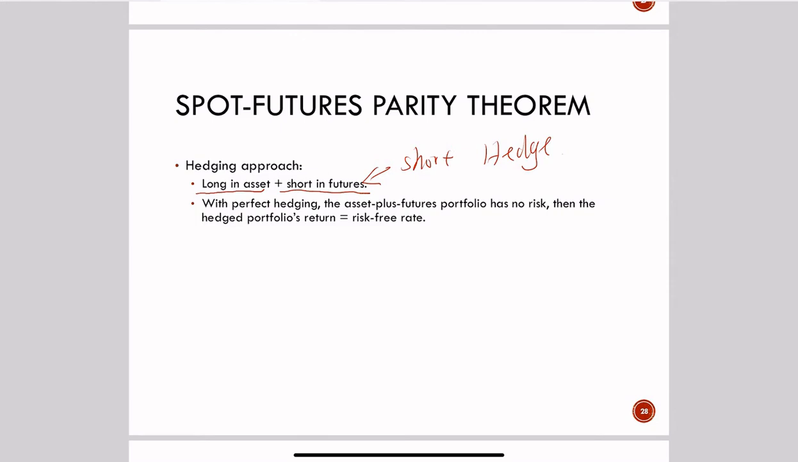Now, what's the implication of this? The implication is that the hedge portfolio's return has to be the same as the risk-free rate. So this is the key here. Again, the reason is that your portfolio is hedged and it has no risk, so its return has to be the same as the risk-free rate.